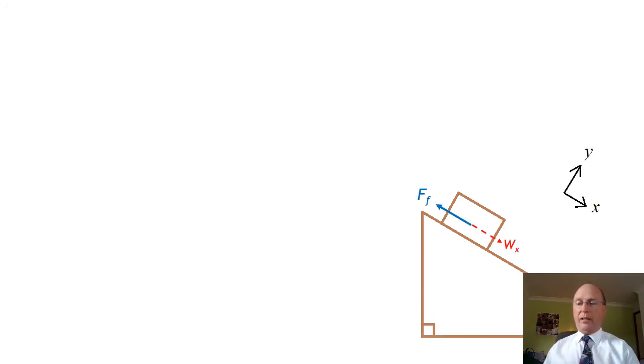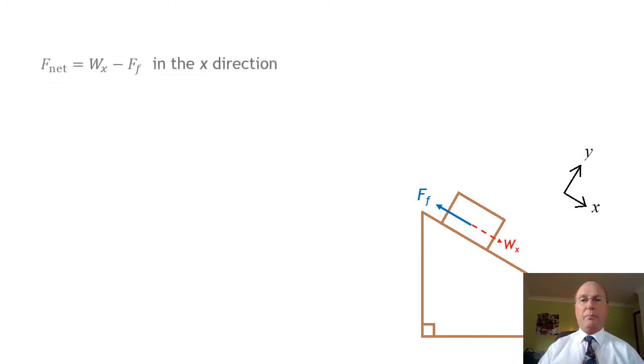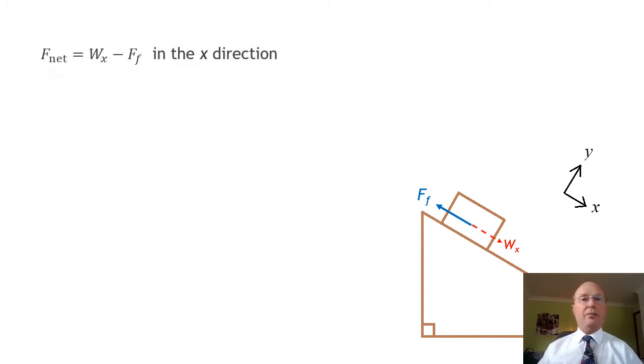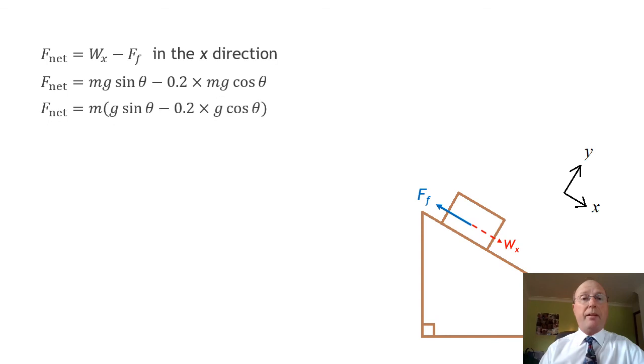So we have here the problem. Find the net force, Wx minus Ff. The net force is mg sine theta minus, remember mu is 0.2, times mg cos theta. We can factor out m to leave g sine theta minus 0.2 times g cos theta.